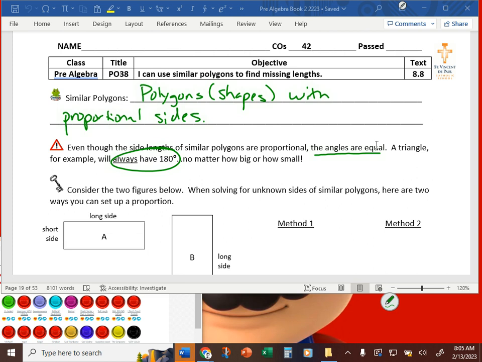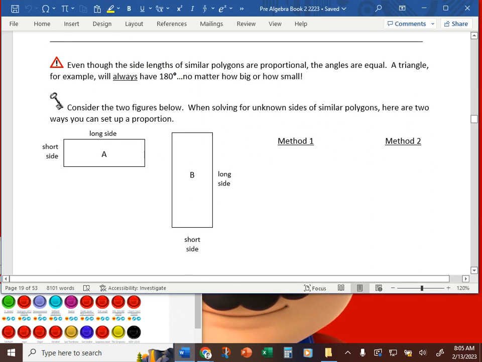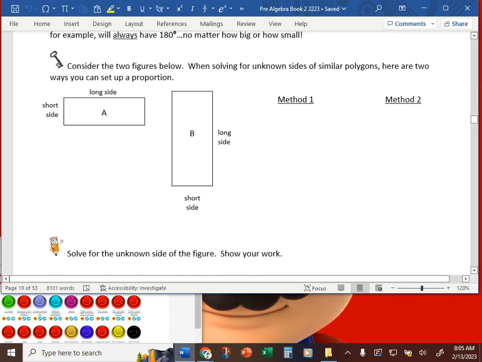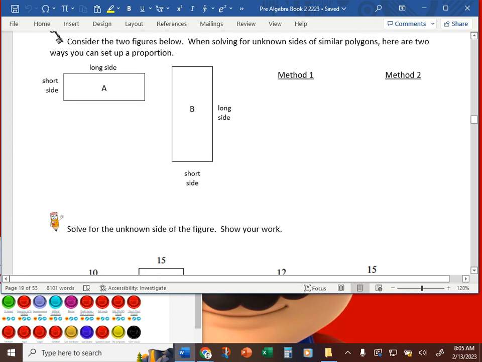So just note that with proportional figures, you'll hear about this more in geometry. But even though the sides are proportional, the angles are still equal. The angle measures are not affected, okay? So anyway, getting down here, here are two similar figures, okay? Figure A and figure B. And I want you to note that, even though figure B is clearly larger, I've labeled the long side of each figure and the short side of each figure.